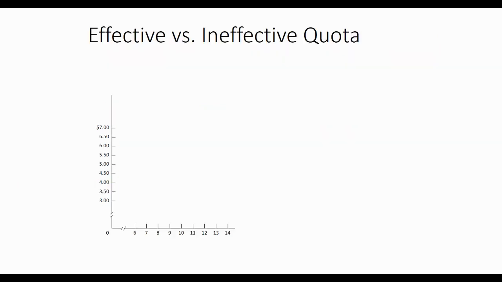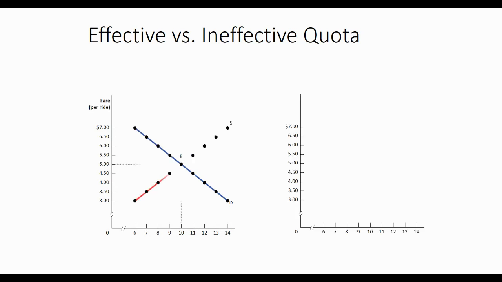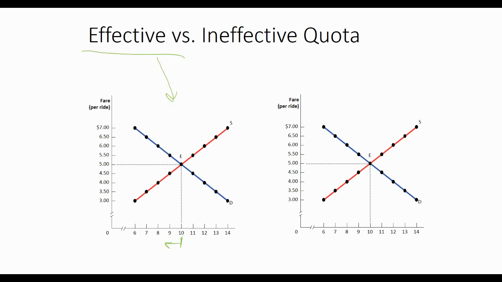So once again, if we take a look, an effective quota would be anywhere below equilibrium. Even if, let's say, I put a quota here at 6 million rides, now the consumer would pay 7, the producer, the taxi driver, would receive 3, and the licensing or quota rent would be that $4.